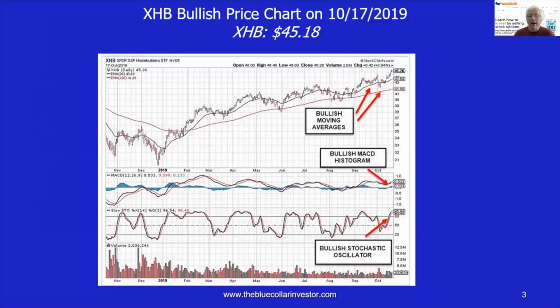Now, if we looked at the MACD histogram, which is a trend and momentum identifying indicator, we would see that that too was uptrending and above zero on the right side of the chart. Another bullish signal. And finally, if we looked at the stochastic oscillator, which is also a momentum identifying parameter, we would see that that also was uptrending. And all those occurred on average to high volume. So we have a bullish price chart. But we're going to look at it from the perspective of defensive and more aggressive positions when we sell the option.